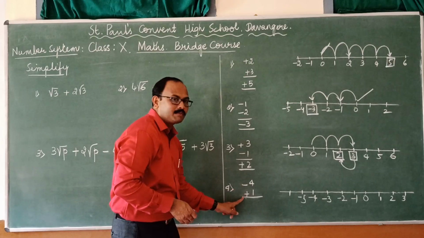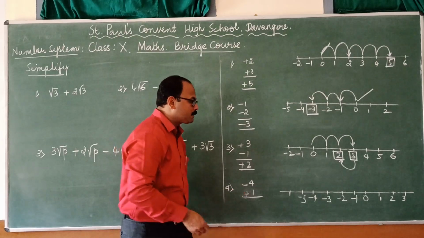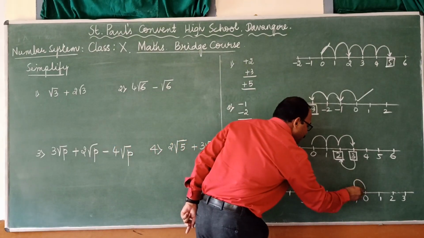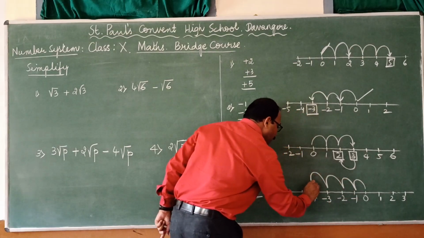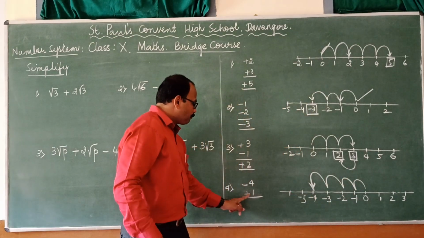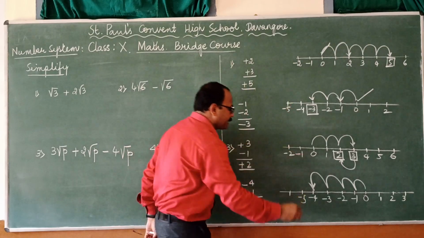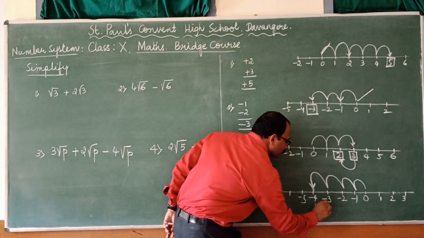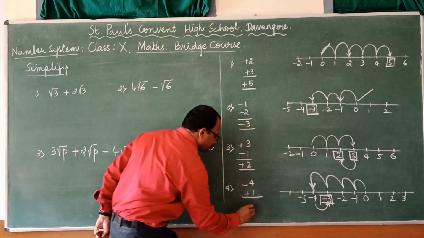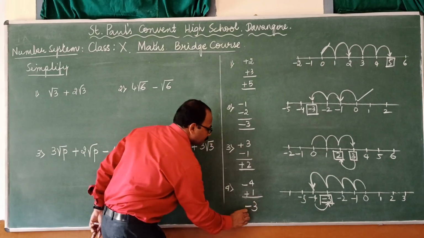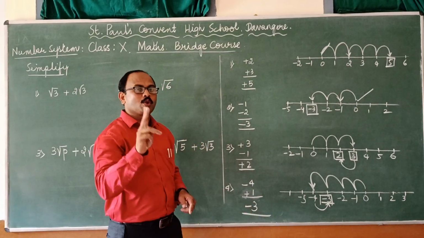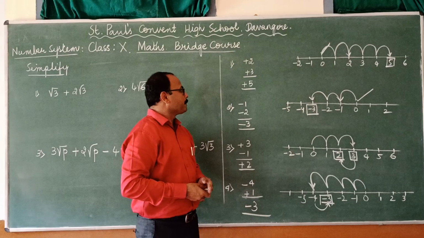Again, two different signs we have, children. One is minus 4. 1, 2, 3, 4. We are here. Plus 1 towards right side. Plus 1. So our answer is this. Minus 3. So two rules are here, children.